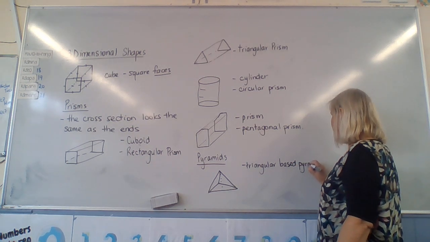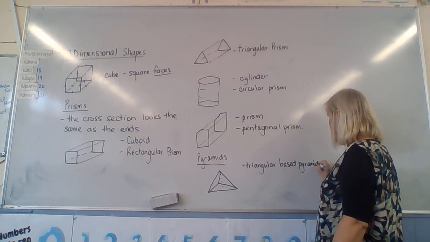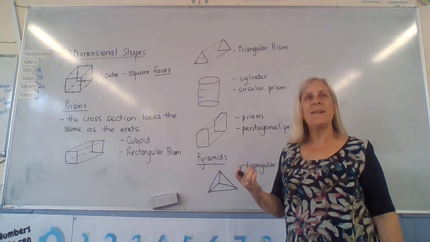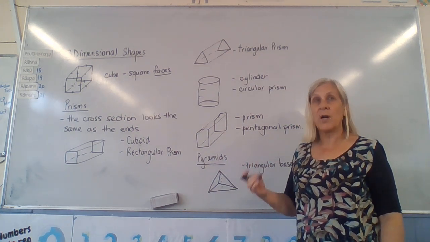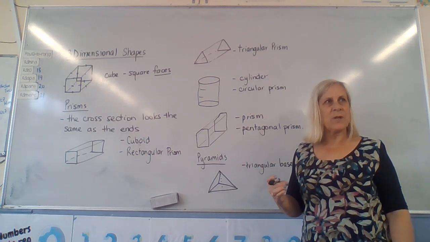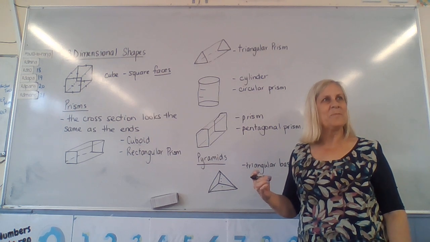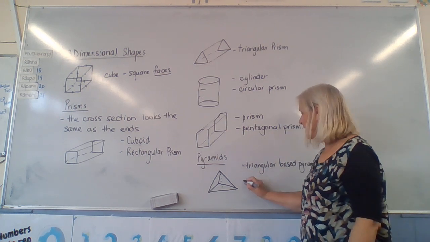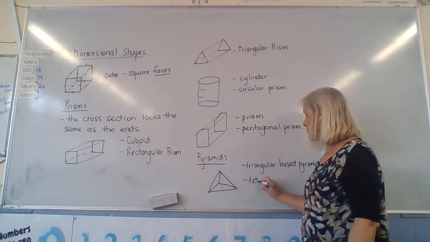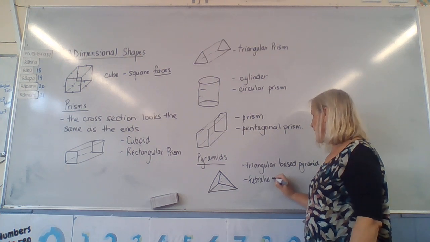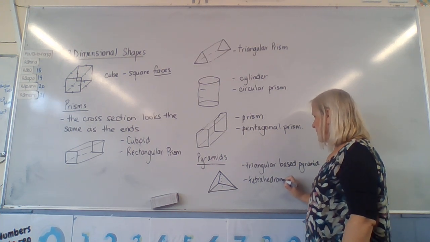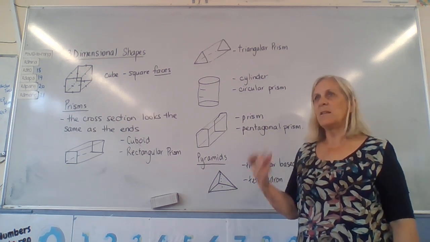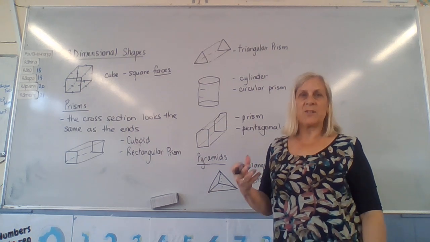If that triangular-based pyramid was made up completely of equilateral triangles, it's got a special name. Anybody know what it's called? Well done, William. What's it called? A tetrahedron. And when we see hedron, that is telling us we've got a three-dimensional shape.